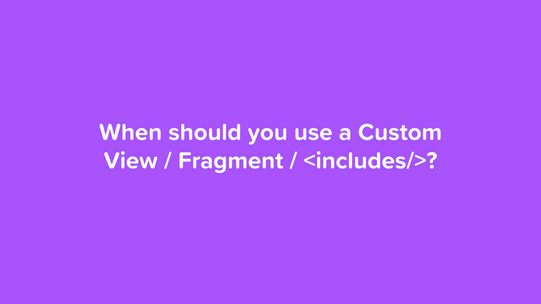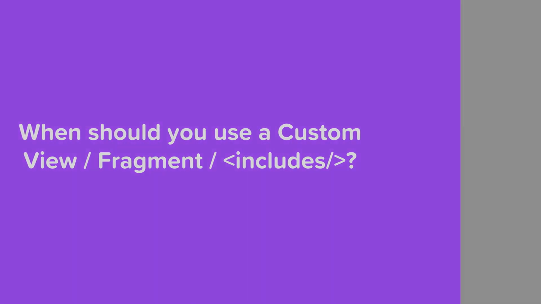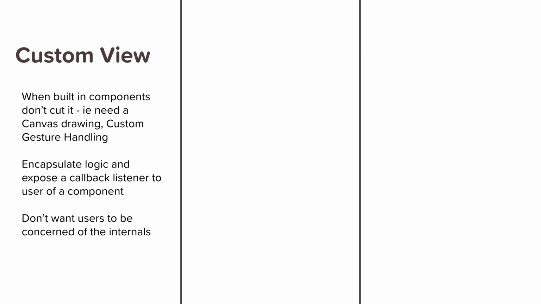Cool. So I got this question on Twitter of when should you use a custom view versus a fragment versus just using the include tag. A custom view, this is my opinion, right? This is what I think when I go and make these things. It's not something from a documentation, but this is how I think of when I should create a certain thing. So for a custom view, I create one when my built-in components just don't cut it.